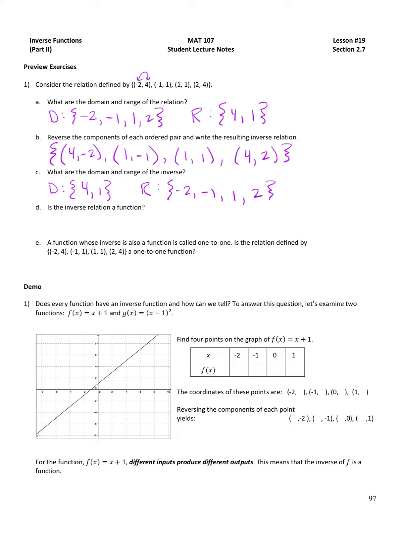And is the inverse relation a function? It is not, because it would fail the vertical line test. We have the point 4, -2, okay, and the point 4, 2. Those two points fall on a vertical line, right? We have an x coordinate associated with more than one y coordinate, so this is not a function.